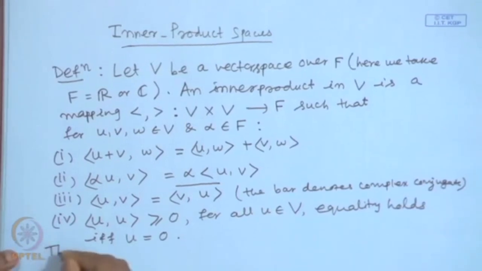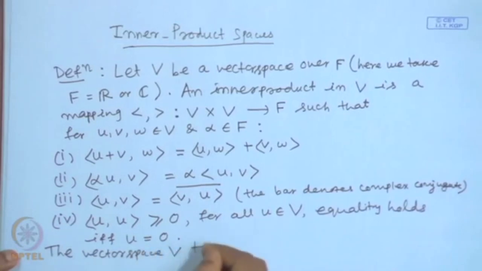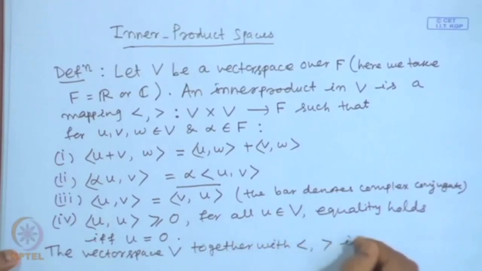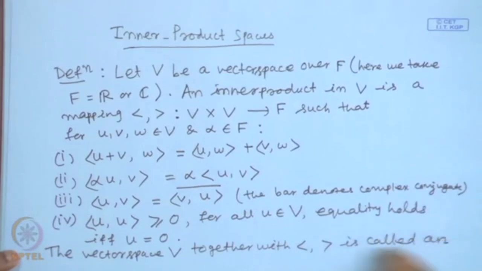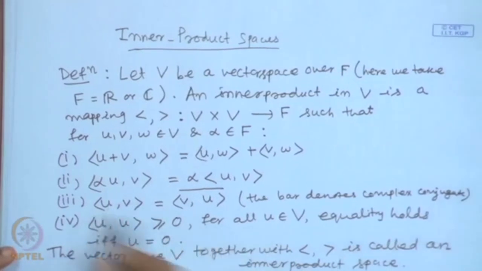So, the vector space V together with this inner product is called an inner product space. Here we must notice one thing, that in the fourth axiom, the inner product of u with itself has to be a real number, otherwise we cannot make the comparison that it is greater than or equal to 0. So, this actually follows from the third axiom.